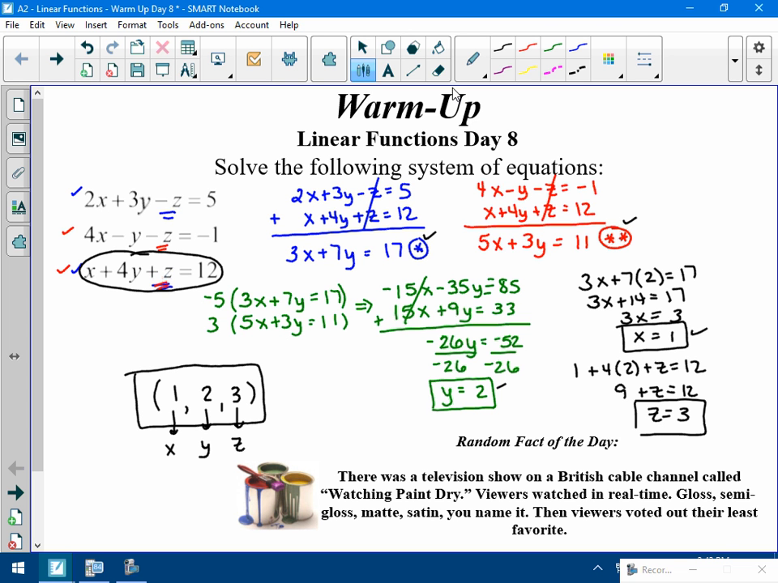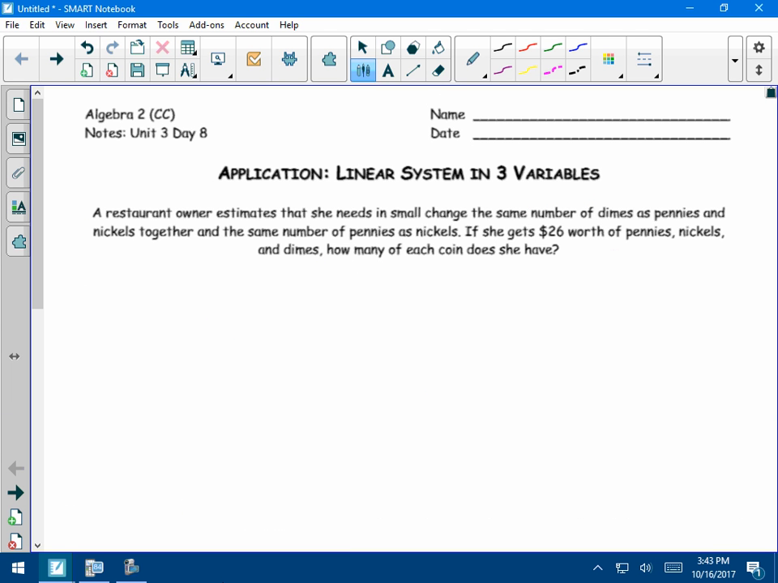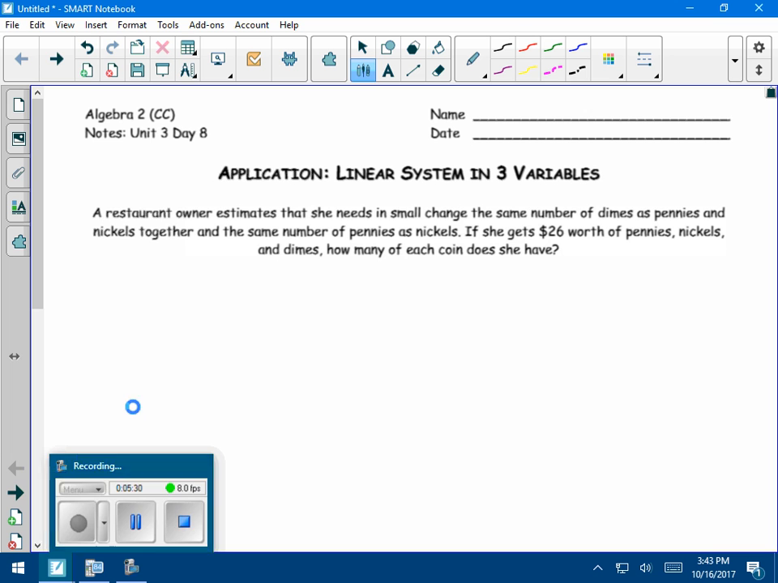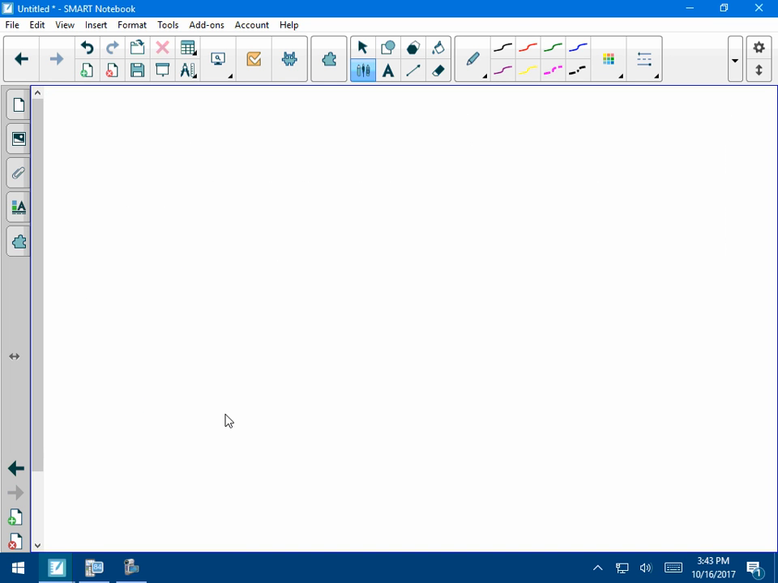Okay, so today's notes is kind of in two parts. Hopefully, you've already been handed out this note sheet, application, linear systems, and three variables. We're going to do that second. So first, I need you to use your own paper. So if you can get a blank sheet of paper out, you can label it Unit 3, Day 8. And we can call this just more problems involving 3x3 systems.